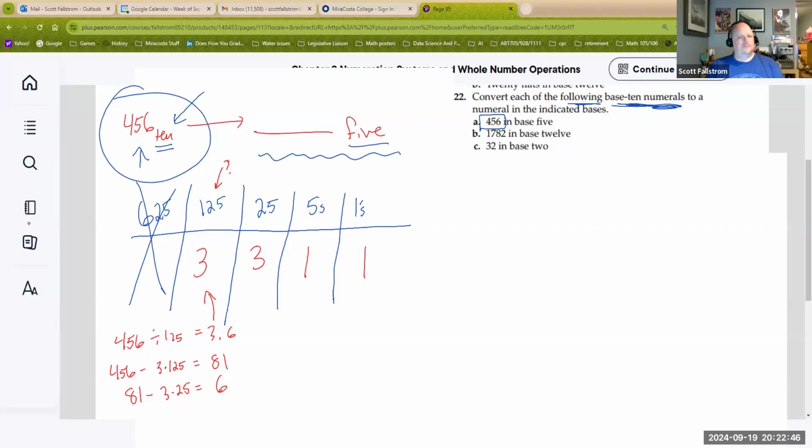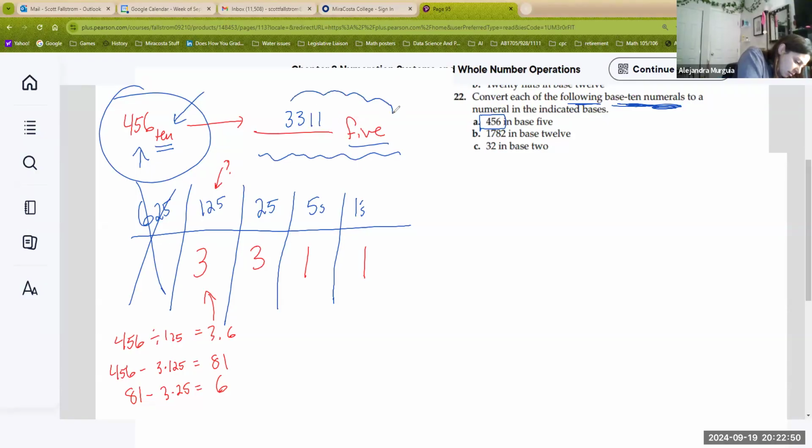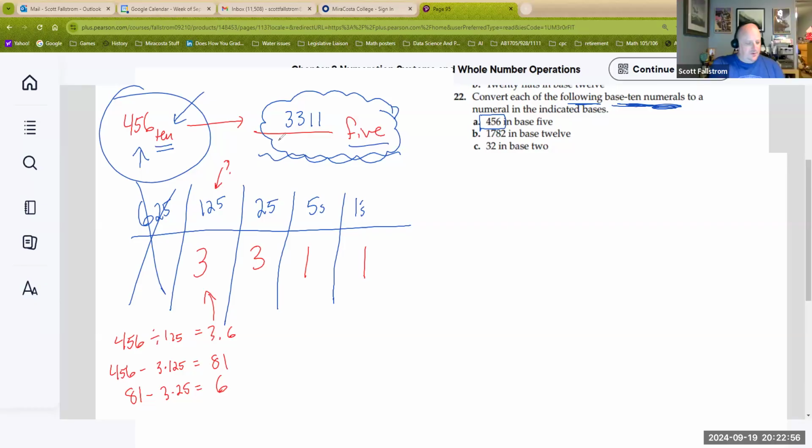There it is. You just rewrote it in base 5. Okay, and then 1. Let me write 5. Okay, solid. I think that makes sense.